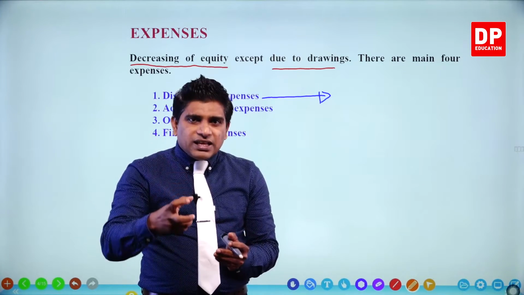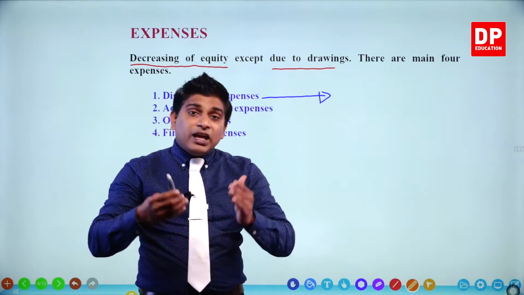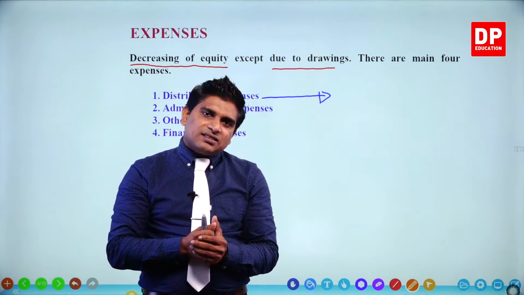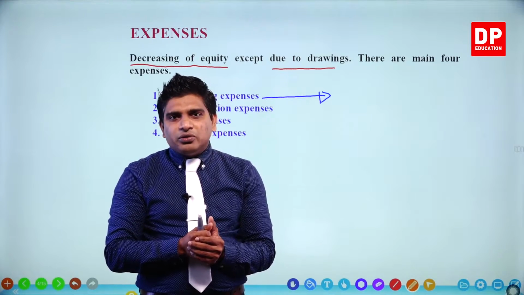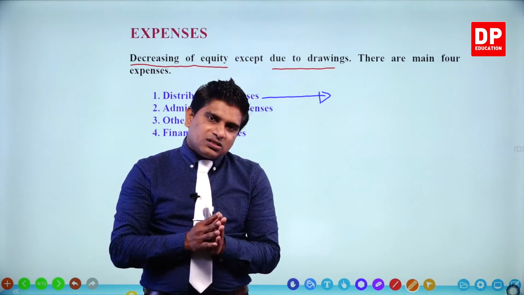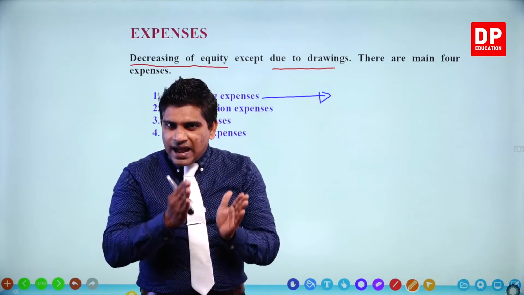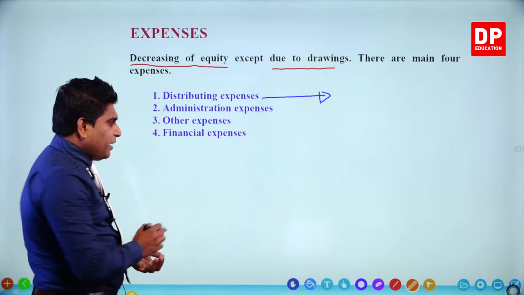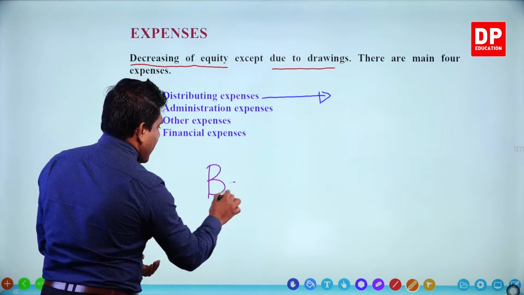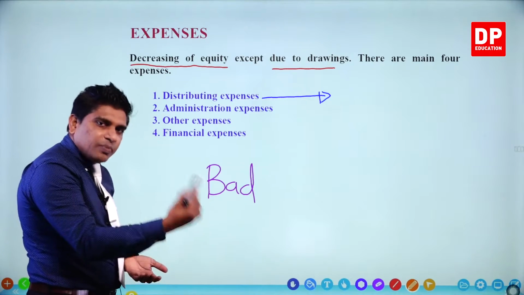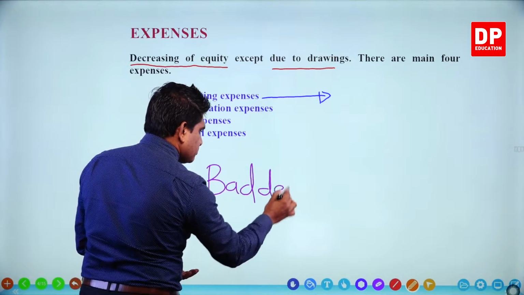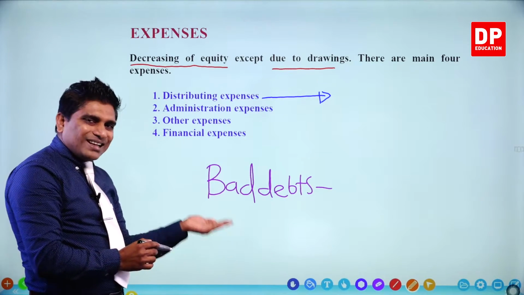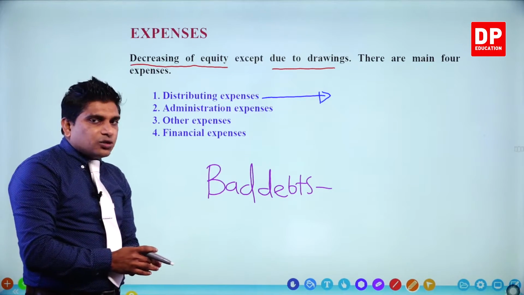Some of these debtors are unable to pay their dues due to some reasons. Then what do you have to do? You have to bear that loss. That is called bad debts. Bad debts, not good debts, right? Bad is bad. It is a loss, and that expense also comes under the distributing expense category.